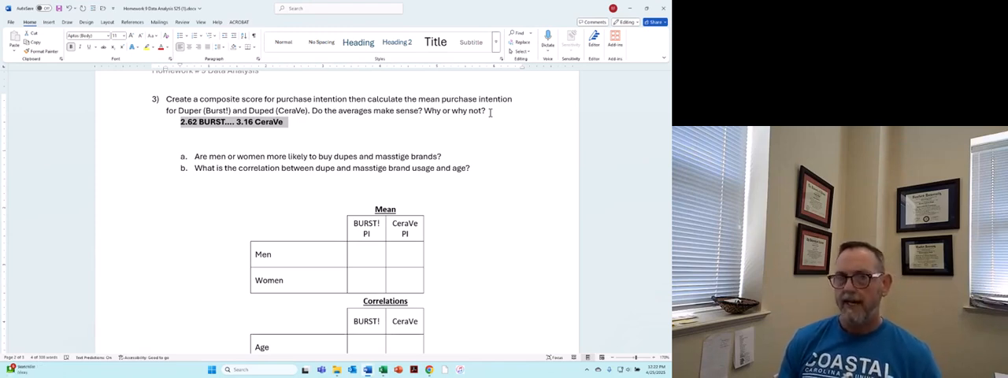Now, one of the caveats that you need to really think about as a brand manager: the Burst product was like $6, $7, $8. The CeraVe product was something like $28, $29, $30. There's a huge price difference, and the products themselves are described identically. They do the same thing. It's the same product functionally. One is at a very low price with no brand name equity. The other is a very high price with a high brand equity.